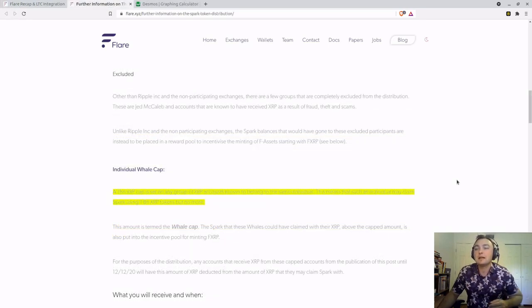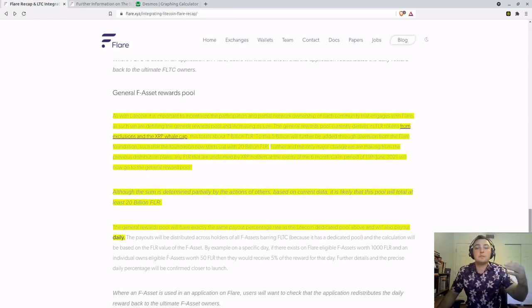A 1 billion XRP cap is set on any group of XRP accounts known to belong to the same individual. This means that such an individual may claim Spark using 1 billion XRP tokens, but no more. So the over 1 billion XRP is where these 7 billion FLR tokens are coming from for the rewards pool. To this 7 billion FLR, 5 billion will further be added through diversion from the FLR Foundation, such that the foundation now starts out with 20 billion FLR.